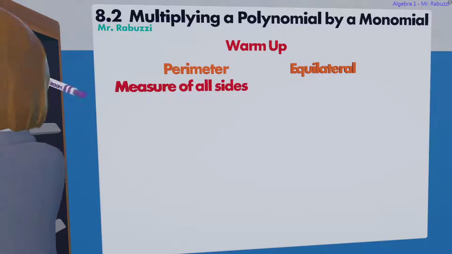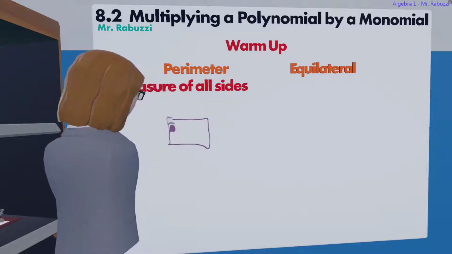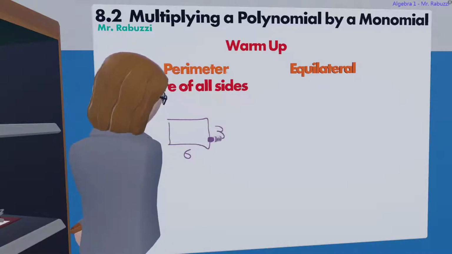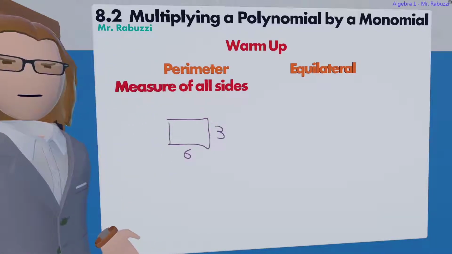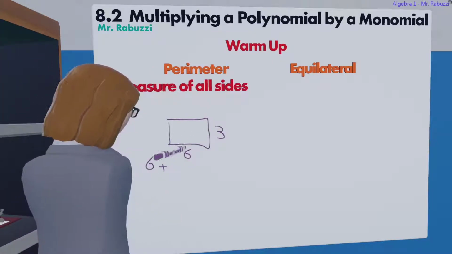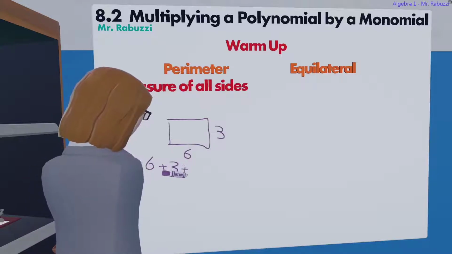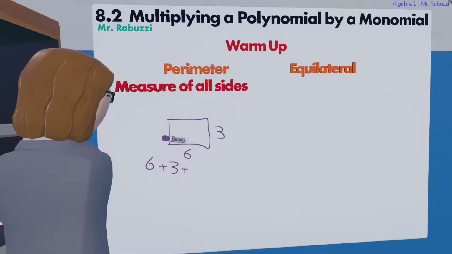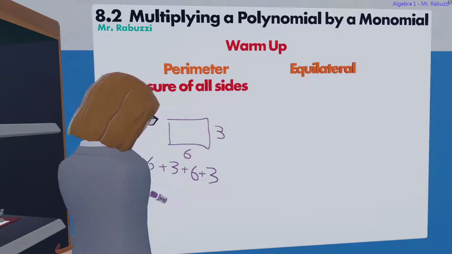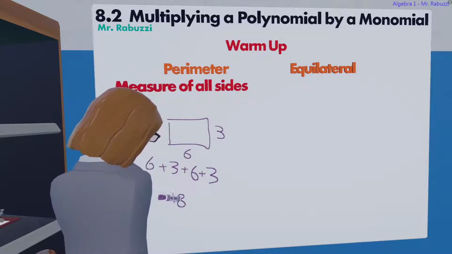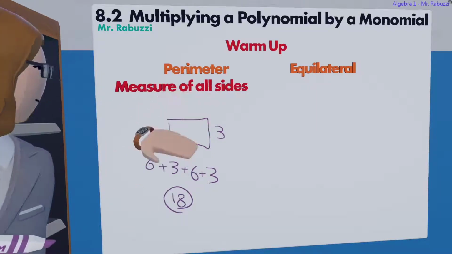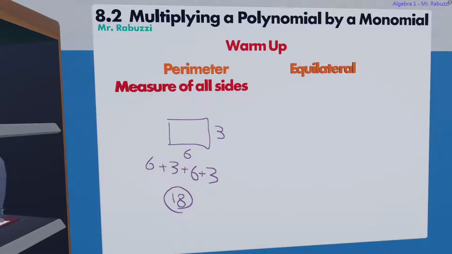So, if you have any shape really, and you measure all the sides. So here's my rectangle. This side's going to be 6, and this side I say it's 3. Now what could I say is the perimeter of this? Well, I'm going to add them up. 6 plus 3 plus the other two sides. Now that top side, it's the same as the 6. And that left side is the same as the 3. Add that all up, and we get 18 for the perimeter. Okay, because I measured all the sides and added them up.